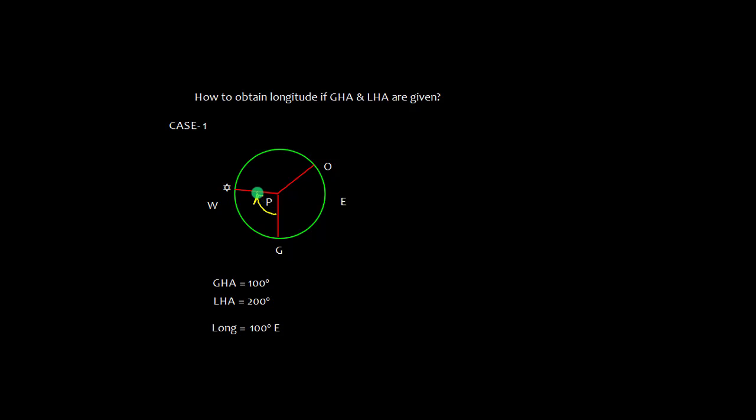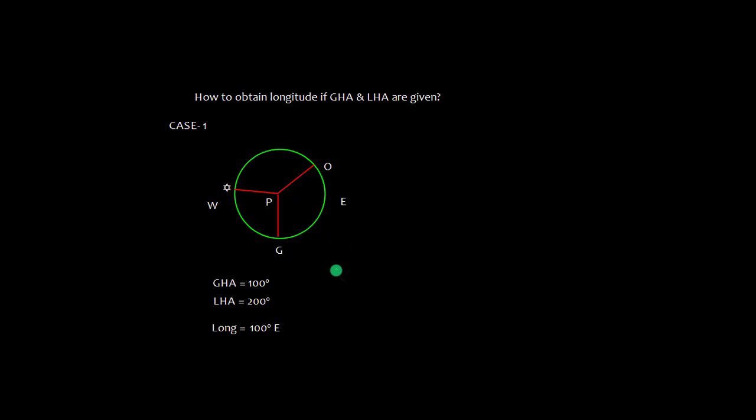Now the definition of LHA: this is the local hour angle, which is the arc of equinoctial or angle at the celestial pole contained between observer and the celestial body. So from observer to the celestial body, this is the arc of LHA, and this is actually 200 degrees. So what we need to do is find the longitude.